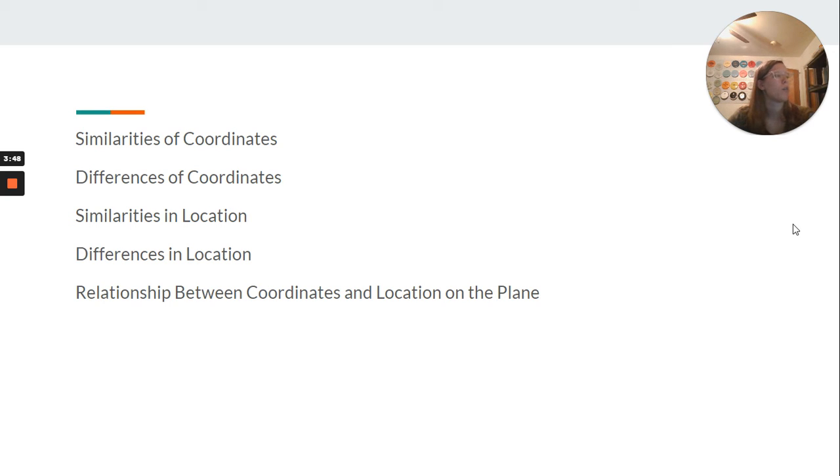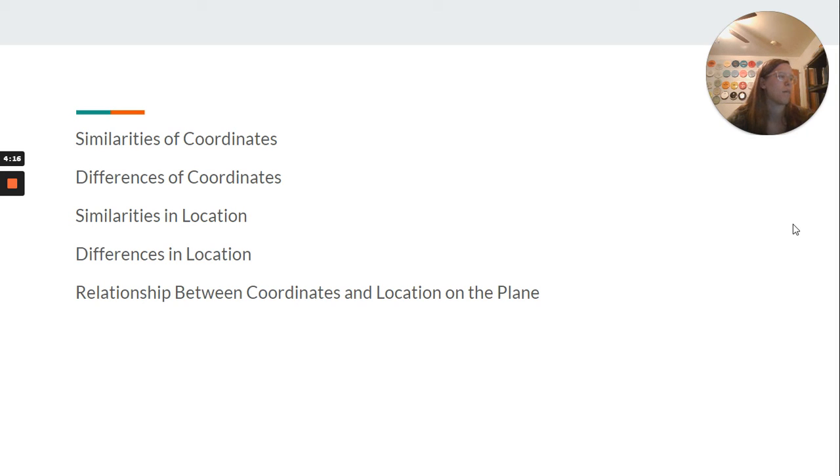Similarities in location. So the points could both be 4 units above the x-axis, 3 units away from y, or 3 units to the right of y and 4 units away from the x-axis. Differences in location, so one is 3 units to the right while the other is 3 units to the left of the y-axis. And then relationship between coordinates and location, so the x-coordinates are opposites, so the points lie on opposite sides of the y-axis.